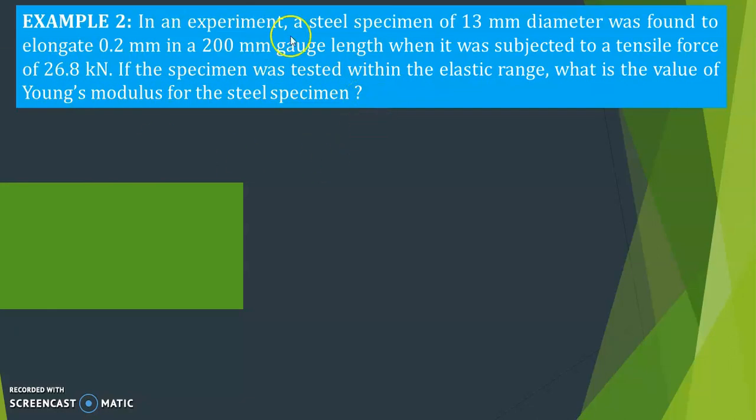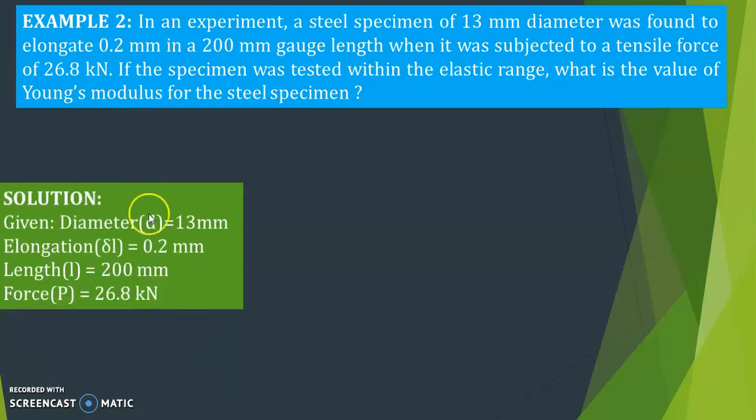Okay, here the diameter is given, elongation is given, gauge length is given, that is nothing but original length, and tensile force is given. So you have to calculate the Young's modulus E, right? So diameter is equal to 13 mm and deformation, that is nothing but elongation, delta L is equal to 0.2 mm. Then gauge length is equal to 200 mm, and tensile force, that is P, is equal to 26.8.